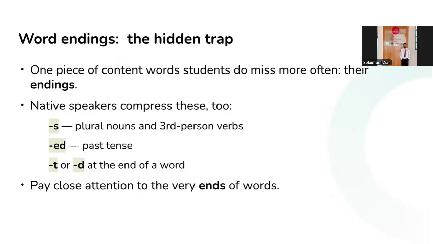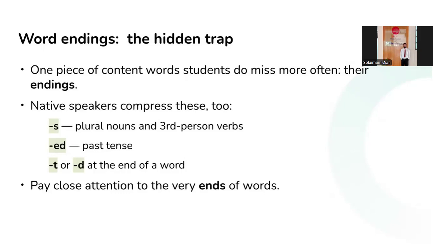With that said, there is often one piece of content words that students do miss more frequently, and that's the endings of content words. These endings are also often compressed by native speakers, so they can be harder to catch when you're listening. The most commonly missed endings are the S ending for both plural nouns and third-person verbs, the ED ending for past tense, and a T or a D at the end of words.